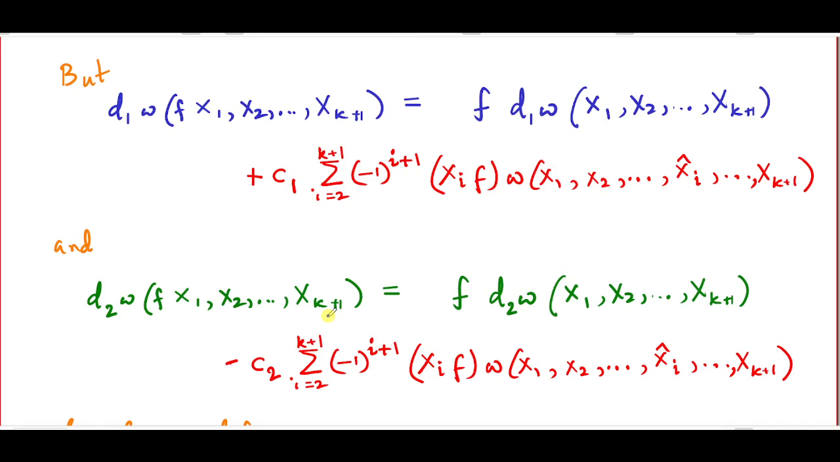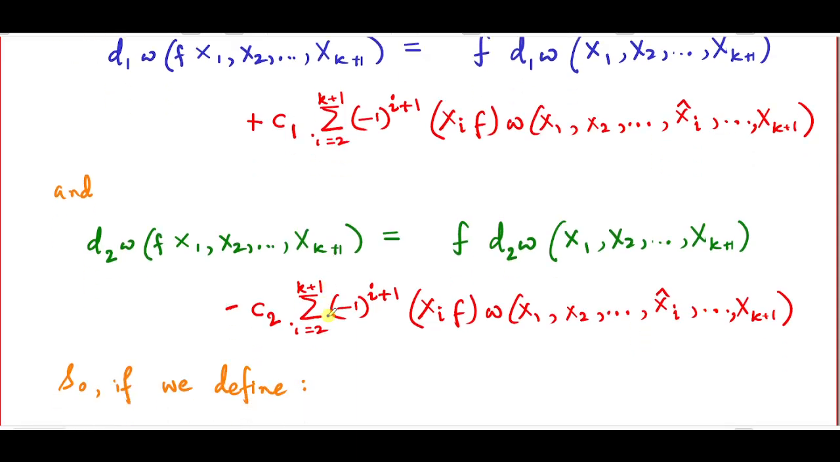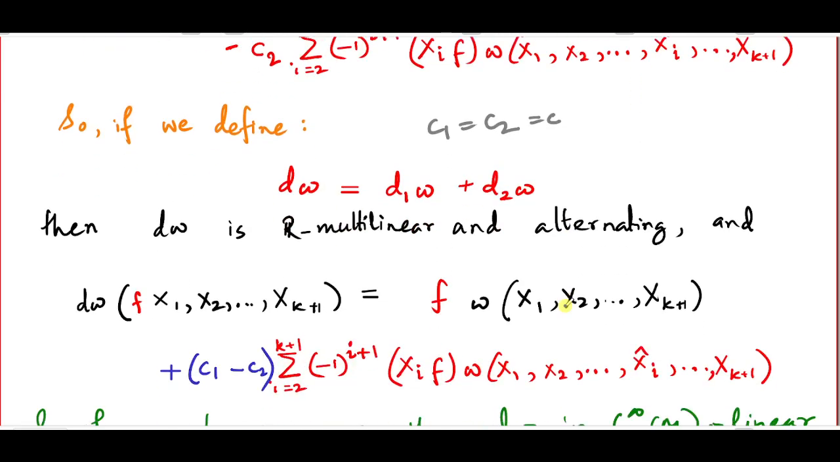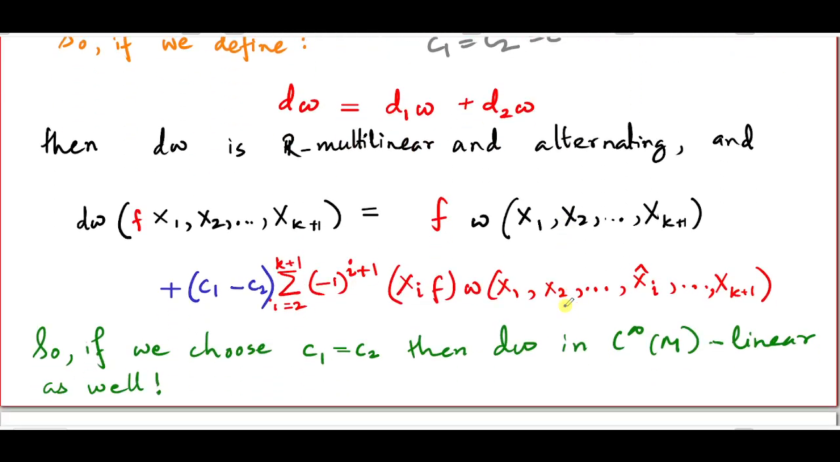and also the sign, which tells us that if we chose C1 and C2 to be equal, and just added d1 omega with d2 omega, then this piece which was ruining our C infinity multilinearity would actually cancel out. So if you choose C1 equals C2 equals some C, then we are going to get a C infinity multilinear form for d omega.